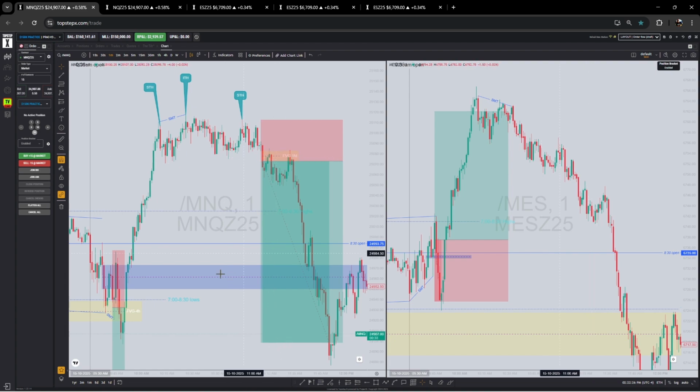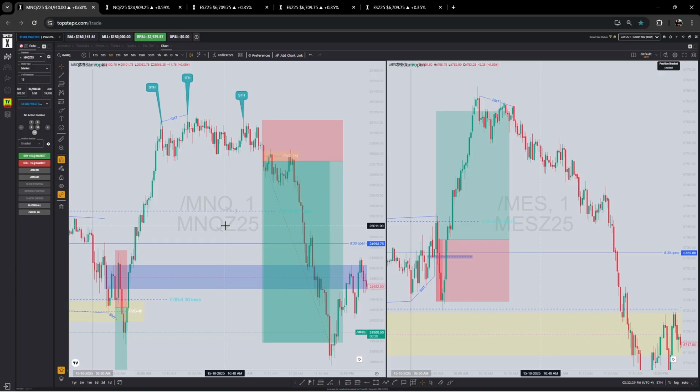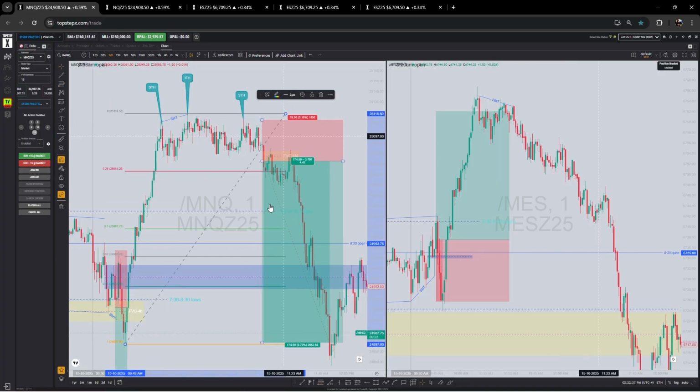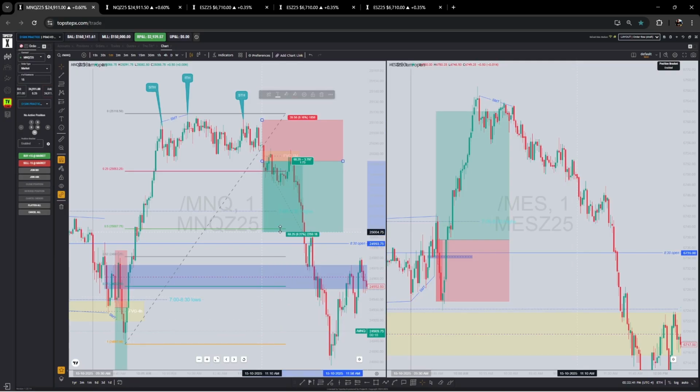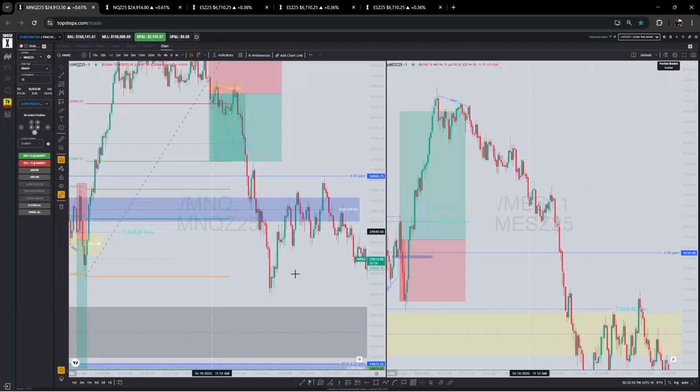That is an entry to at least the equilibrium, or at least discount of this range. Discount of this range to at least here. 50% of the range would have been here. By surprise, we displaced through 50%, took partials here, trailed my stop after, and price dumped, guys.